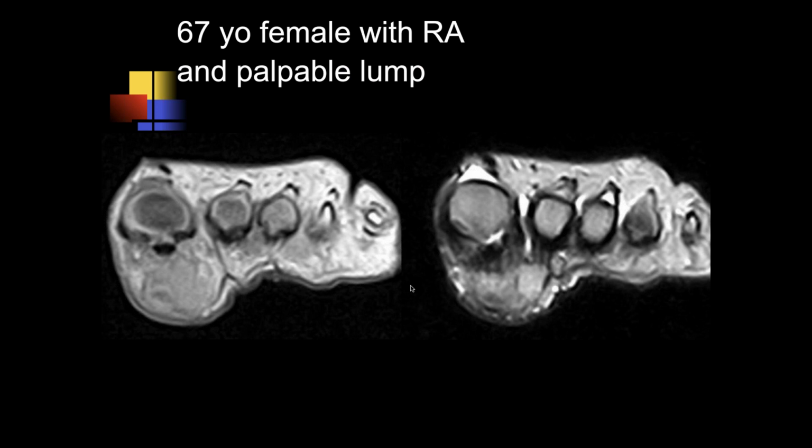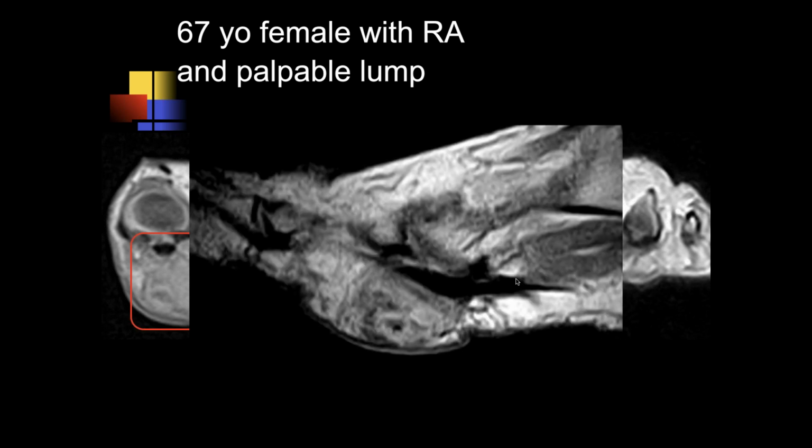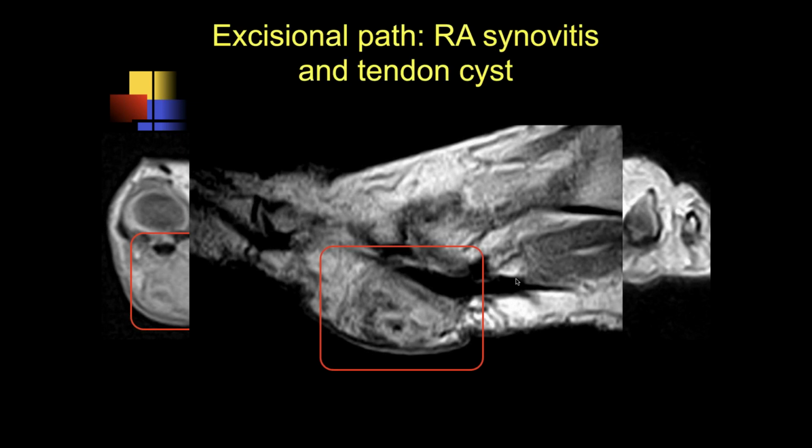Okay, so a 67-year-old female with RA and a palpable lump. We see this mildly heterogeneous, but overall intermediate to low signal density mass right inferior to the first MCP. If she has known rheumatoid, you could worry about a rheumatoid type nodule. It doesn't look to be affecting the actual tendon itself. So they removed this. Just a big synovial thickening. Yeah, this was a big rheumatoid nodule.